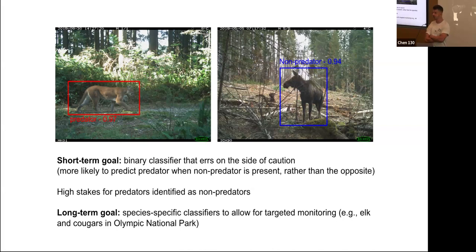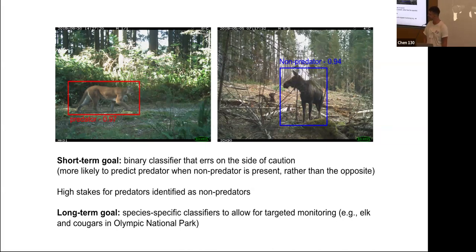But there's also potential use for elk conflict mitigation. Again, in Olympic, some of the rangers that I've talked to have to go around and shoot elk with paintball guns to scare them out of campgrounds because they have been charging campers. So I mean, we could be using this for a ton of different things in the long term.